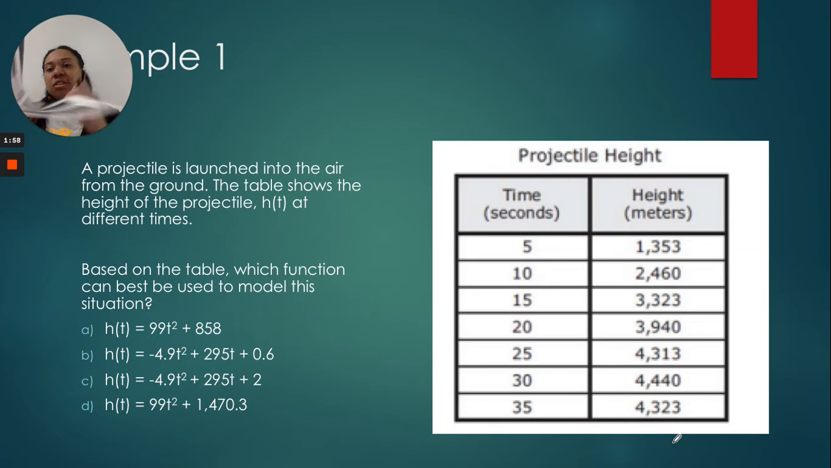A projectile is launched in the air from the ground. The table shows the height of the projectile at different times. Based on the table, which function can be used to model this situation? Well, it's looking for the equation. Well, I'm going to put this table into Desmos.